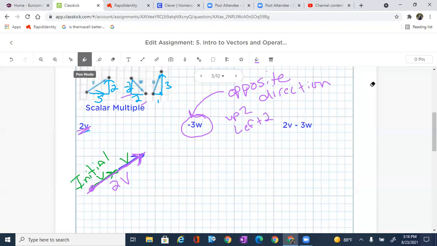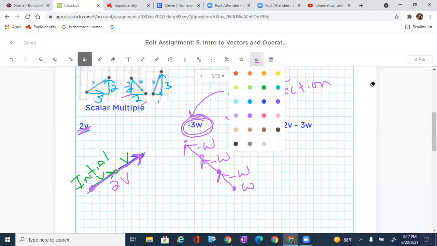So I'm going to pick a point for W. Okay, and I am going to go up 2 and left 2, which will be here. But now I'm going to do it 3 times. Up 2, left 2, -W, -W, and another up 2 and left 2. Okay, that brings me right there. And you'll notice that that is 3 minus W's, or -3W.